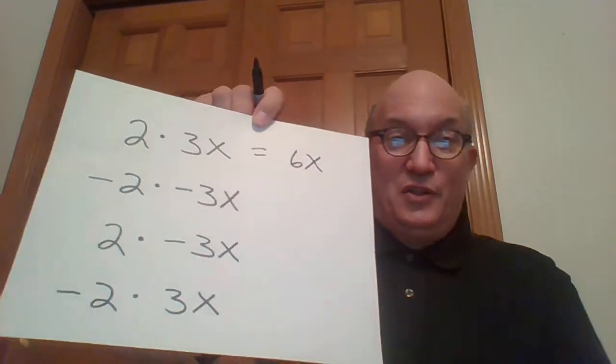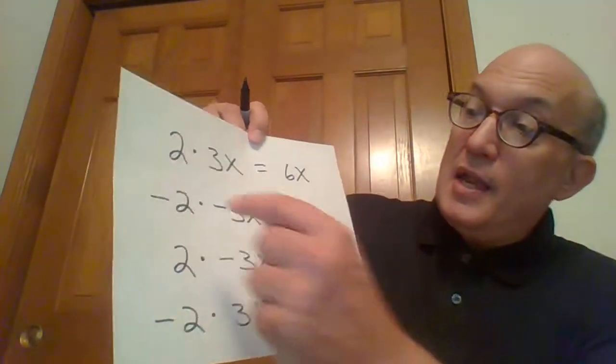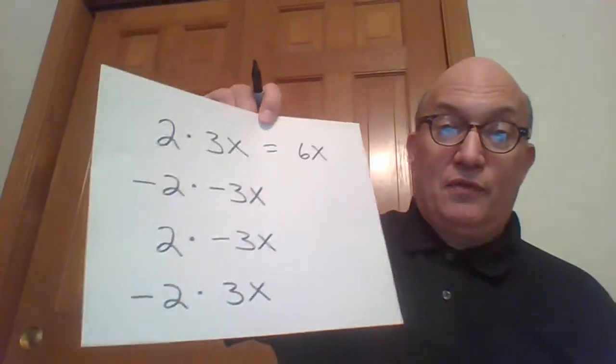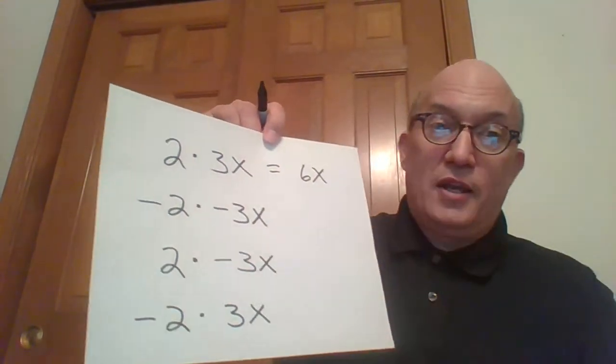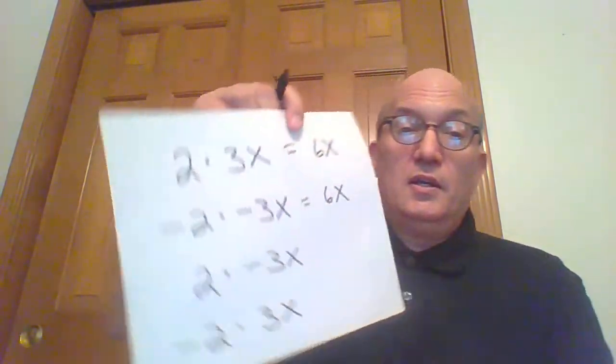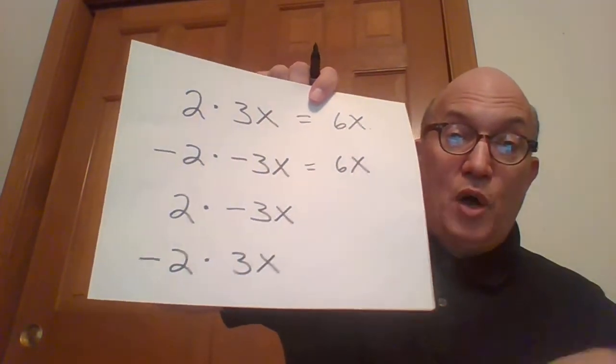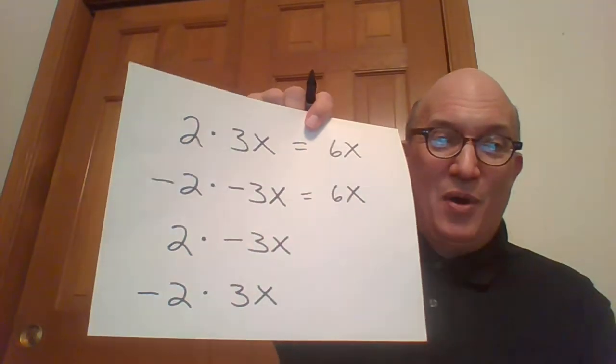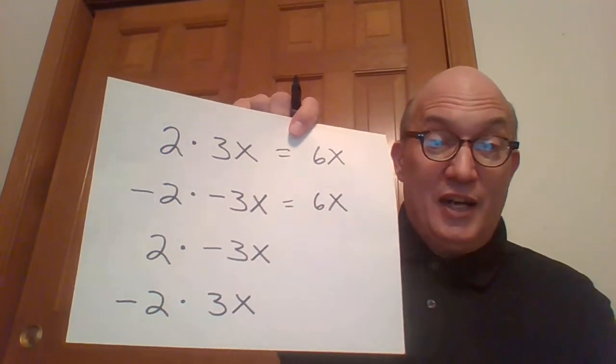And then the rest of this is all sign rules, right? Negative 2 times negative 3x. Notice the raised dot here is indicating multiplication. Negative 2 times negative 3x. Negative times negative is positive. So this is also 6x. And the last two, look at what we have. Positive times negative and negative times positive. You know that that results in a negative. So each of these bottom two will be negative 6x.